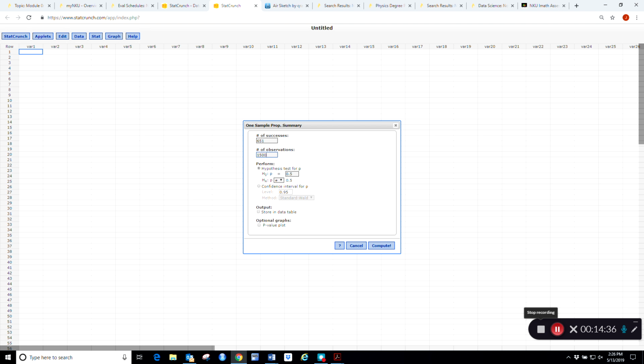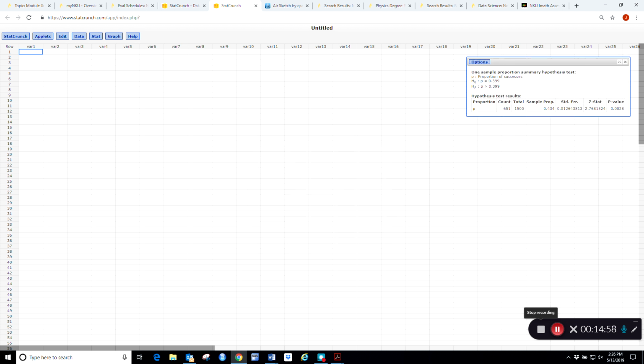Next, we're going to be doing a hypothesis test, so I'm going to leave that as is. And then we're going to make sure we put in the correct number for our null hypothesis. So ours was 0.399. And then I can choose my alternative sign. So we have the not equal to, the less than, or the greater than. So I'll do the greater than first, since that was for example 2. And hit compute.